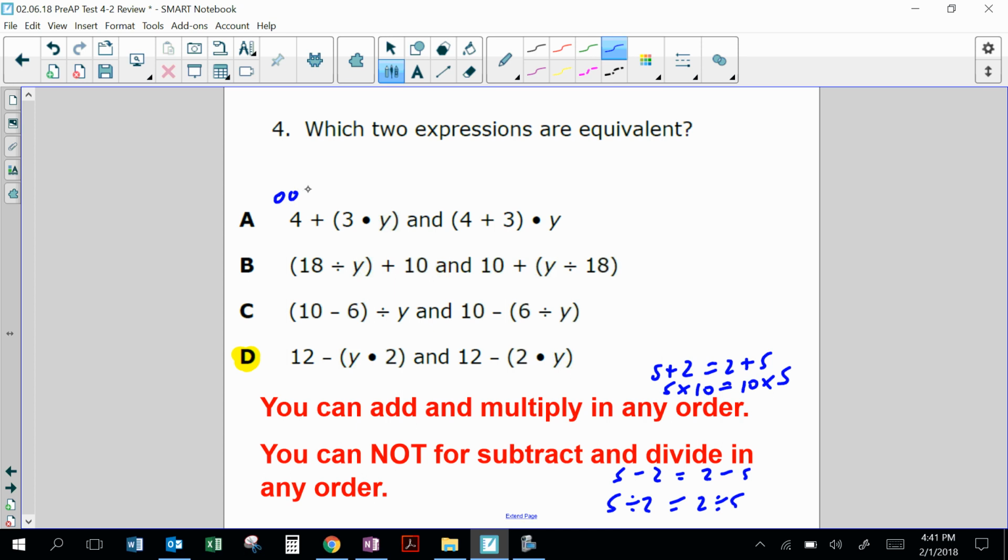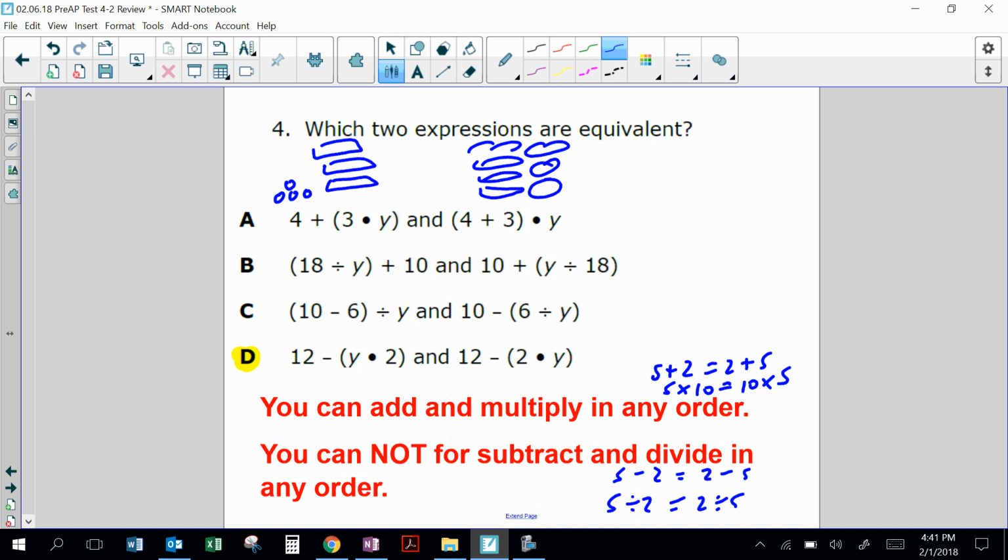1 unit, 2 units, 3 units, 4 units, 3 groups of y. 4 plus 3 is 7, 7 groups of y. First of all, that is not going to be the same picture. As you can tell, this is 7y and this is 4 plus 3y plus 4.